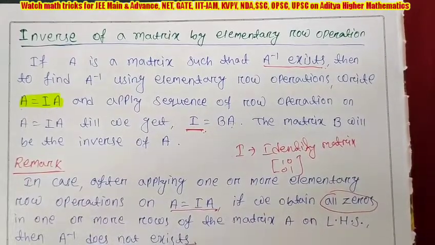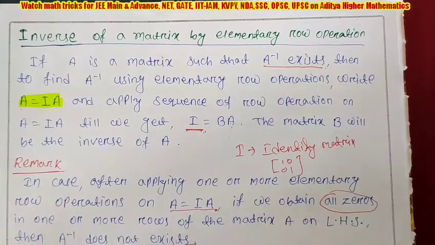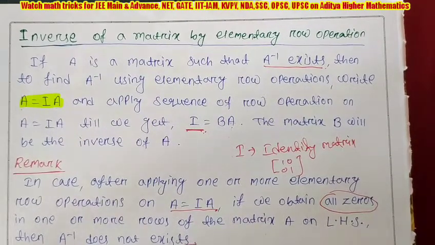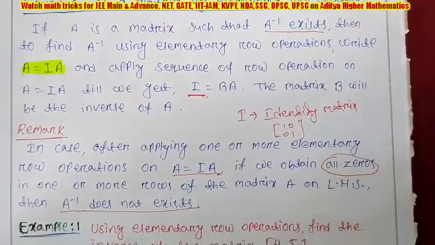The matrix B we get is the inverse of A. So you have to take A equal to IA first. Then you apply elementary row operations to the left side and the right side. On the left side you apply them to matrix A and on the right side to the matrix I, and that I matrix will be changed to another matrix B. The changed matrix is the inverse. If I solve some problems, then you can easily understand.